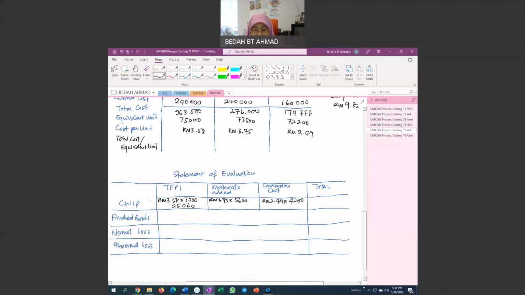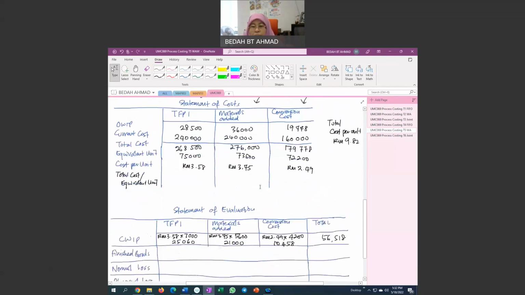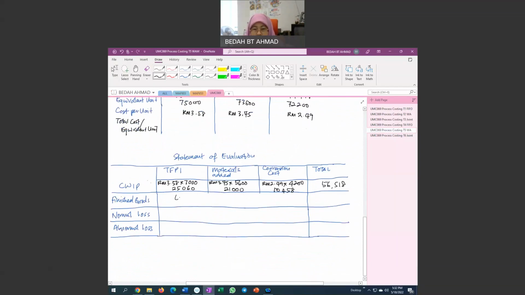So here is 25,060. So here is 21,000. Here is 10,458, and in total it is 56,518. Okay, finished goods is 61,000, 6,008 and 200. So you multiply by RM 9.82.